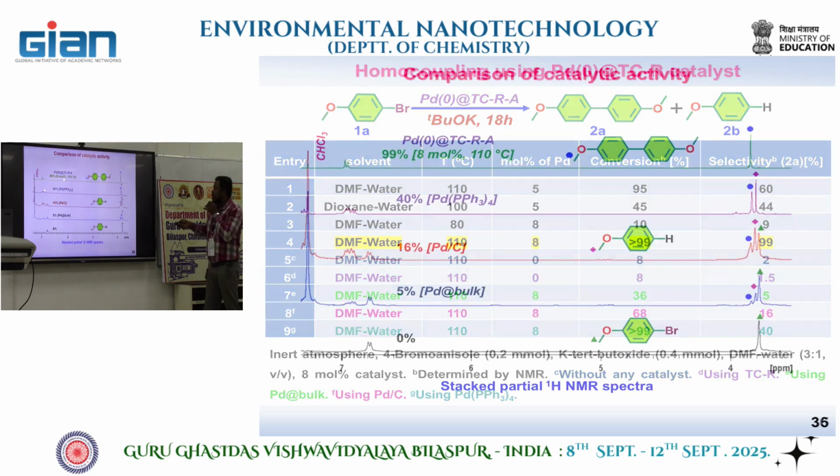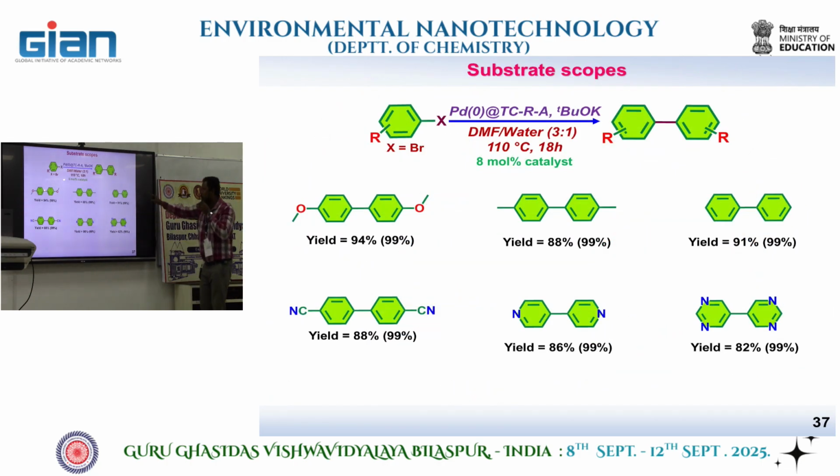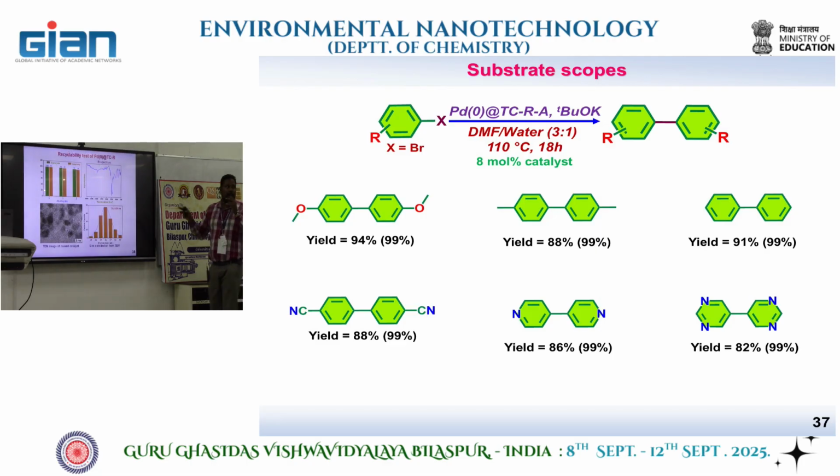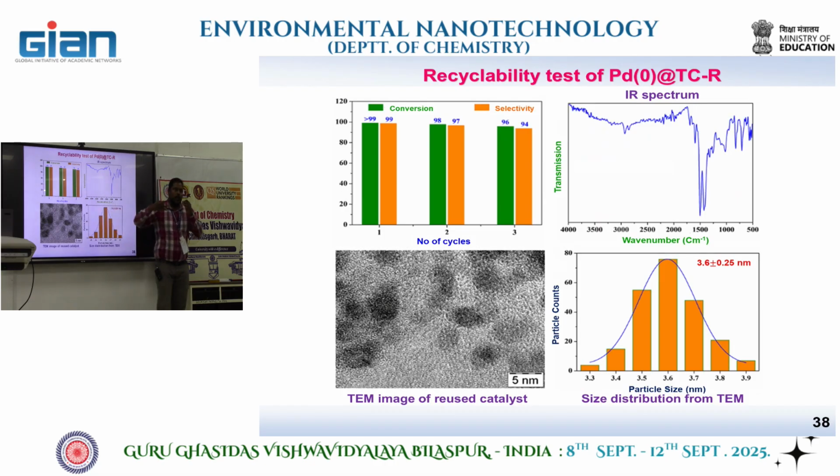And we got a quantitative yield, and in the substrate scope, if you see, in all cases we are getting more than around 90% yield. And not only that, this nanoparticle was stable for recycling also. We have checked three recycling cycles. You can see the yield changing for the first cycle, conversion 99, then 98, 96 like that. So conversion was almost quantitative even after three cycles.